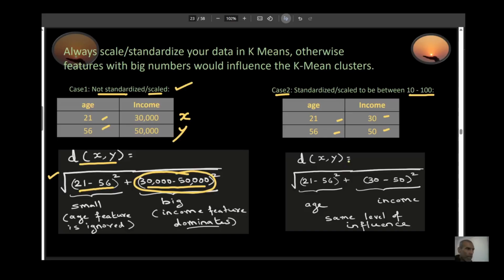In case two, when I calculate my distance between x and y, let's say this is x and this is y, you can see the age is 21 minus 56 squared and your income is 30 minus 50 squared. You can see that neither one of these features is dominating. They both have the same level of influence in your distance metric.